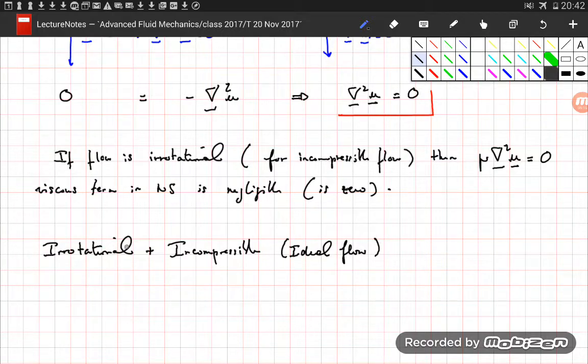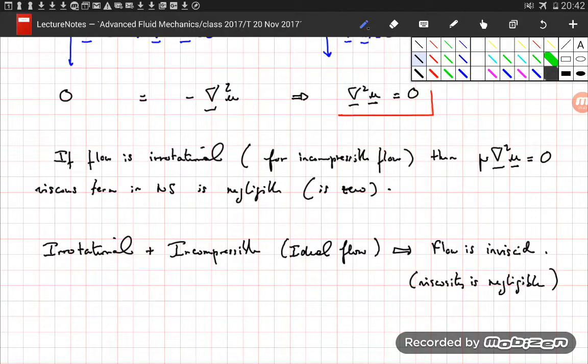So if the flow is irrotational and incompressible, then the flow is inviscid. And therefore, we are justified to say that viscosity is negligible. Okay, so this is our first remark. Let me box that.